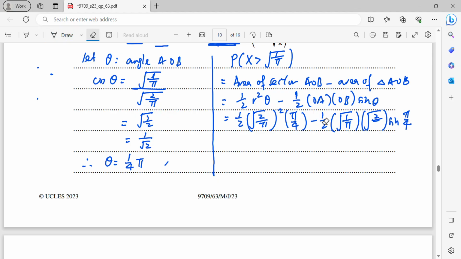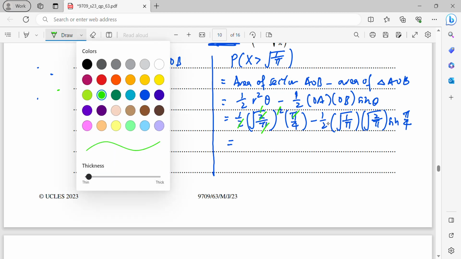Okay, so when you need to calculate this, make sure you change the mode of the calculator to radians. Then for the first one, the square and square root will be cancelled off. Right? Then the 2 will be cancelled off. The pi will be cancelled off. That means you are getting 1 over 4.